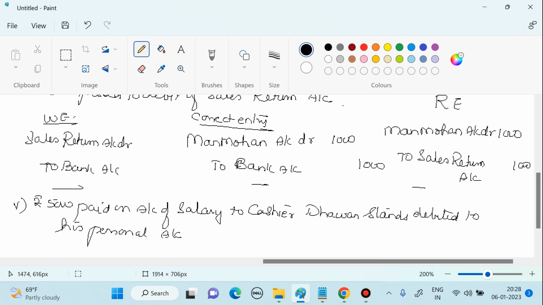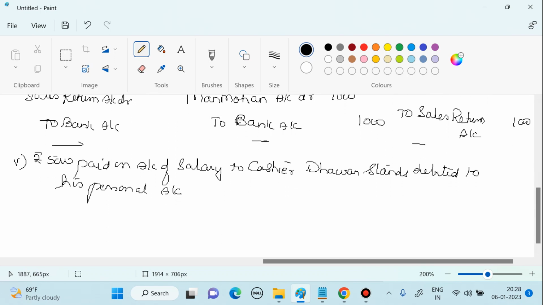Last one is rupees 5,000 was paid on account of salary to cashier Dhawan. So there was a cashier Dhawan employed, so he was paid a salary of 5,000. So it should have gone to salaries account. But what happened? It was debited to his personal account. Means the debit went to Dhawan's account. So the wrong entry was Dhawan account debit to cash account, which is wrong. Correct entry is what?